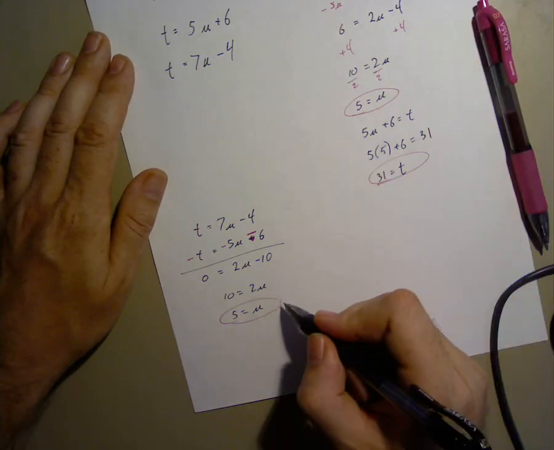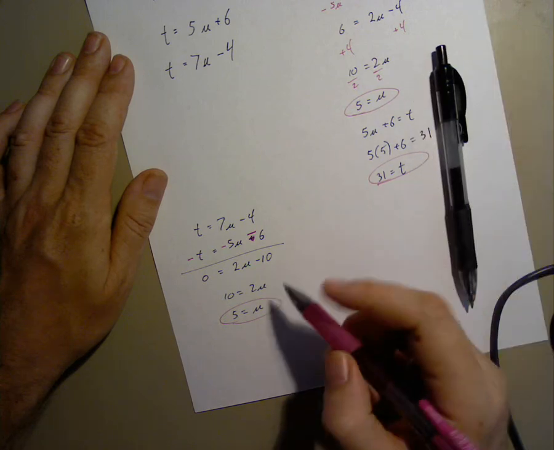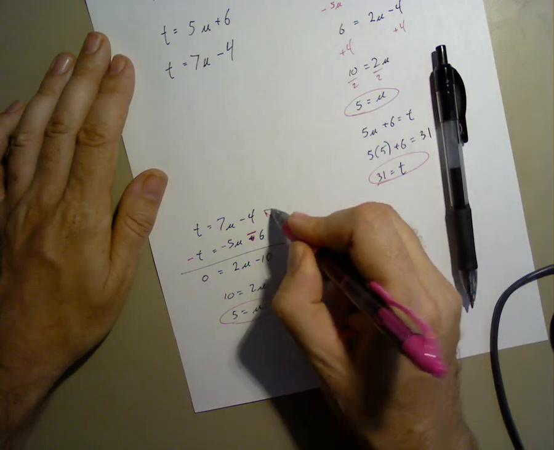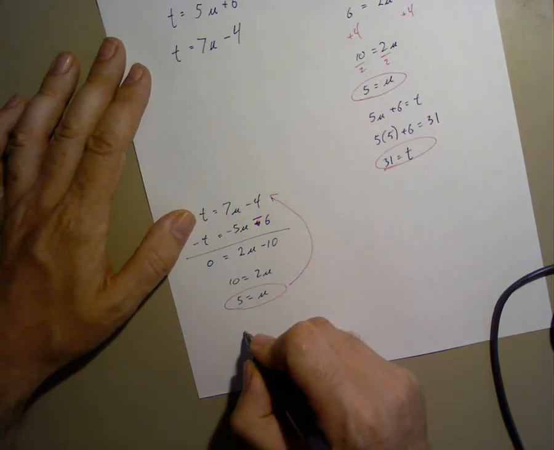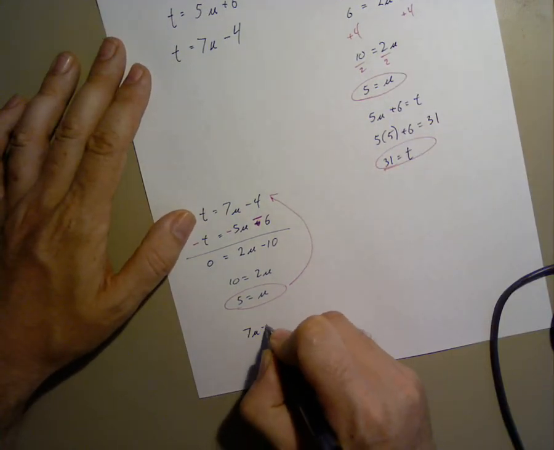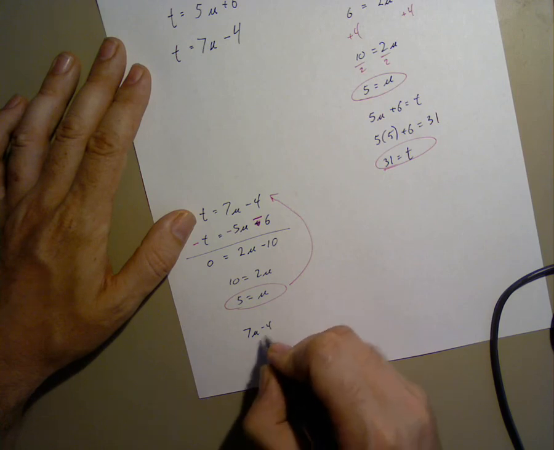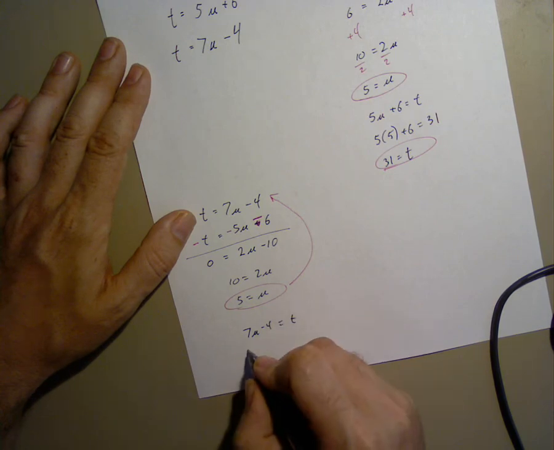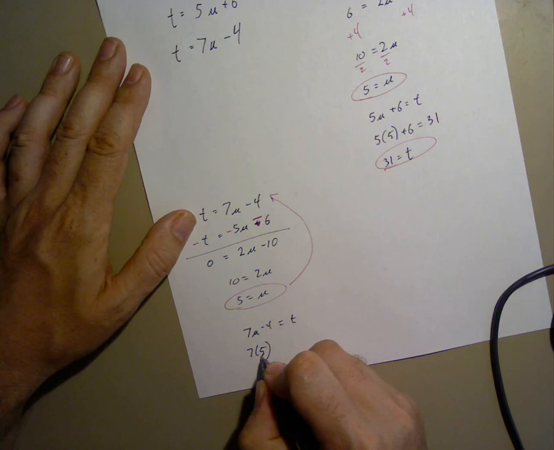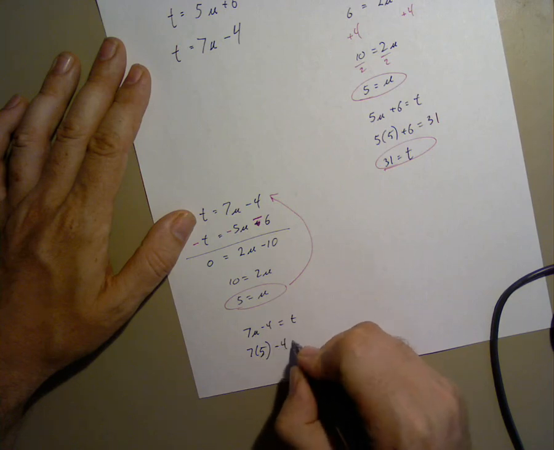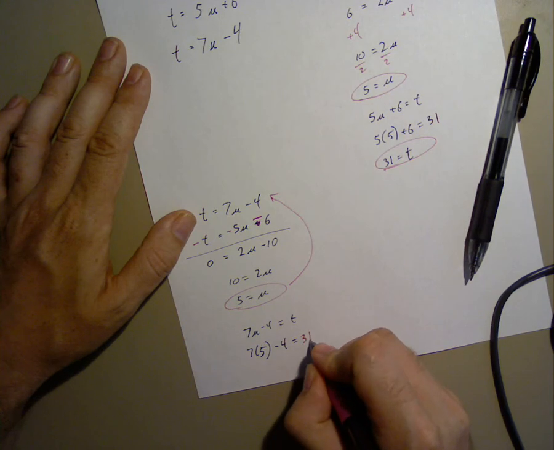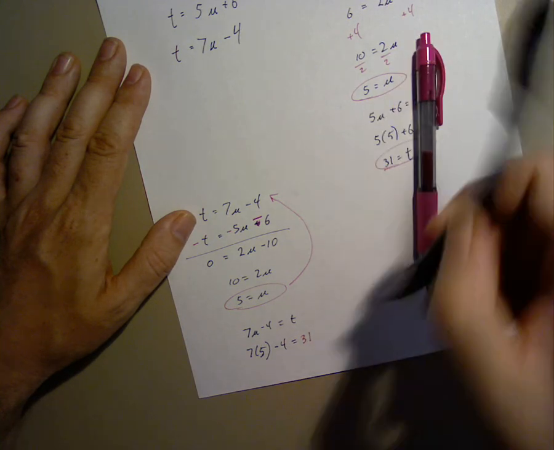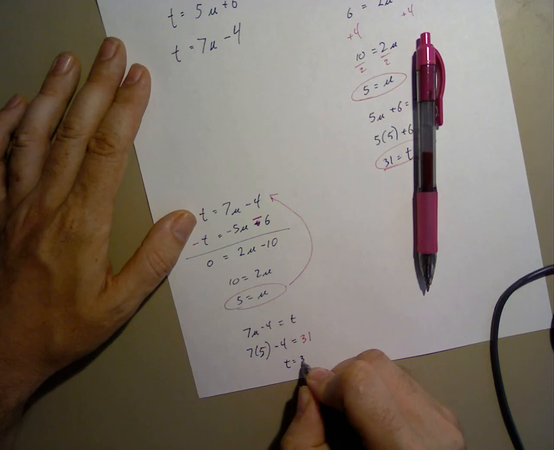Once again, we can take this, plug it into our original equation, and get 7u minus 4 equals t. 7 times 5 minus 4 equals 31. T equals 31.